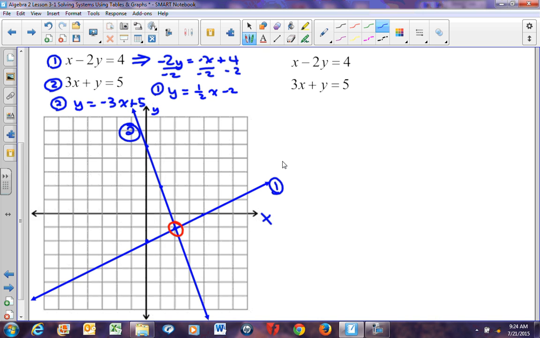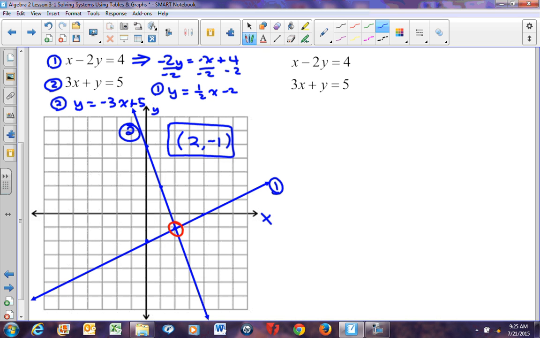So the solution of this equation is (2, -1), which makes this both a consistent system and an independent system. It's consistent because it has at least one solution, and it's independent because it has a unique solution. That's the only solution. (2, -1) is the only solution that works for this.